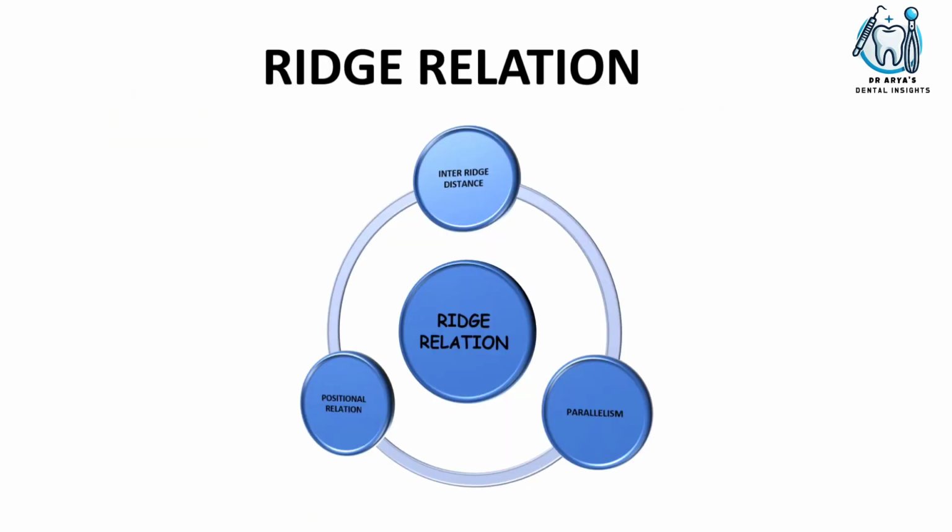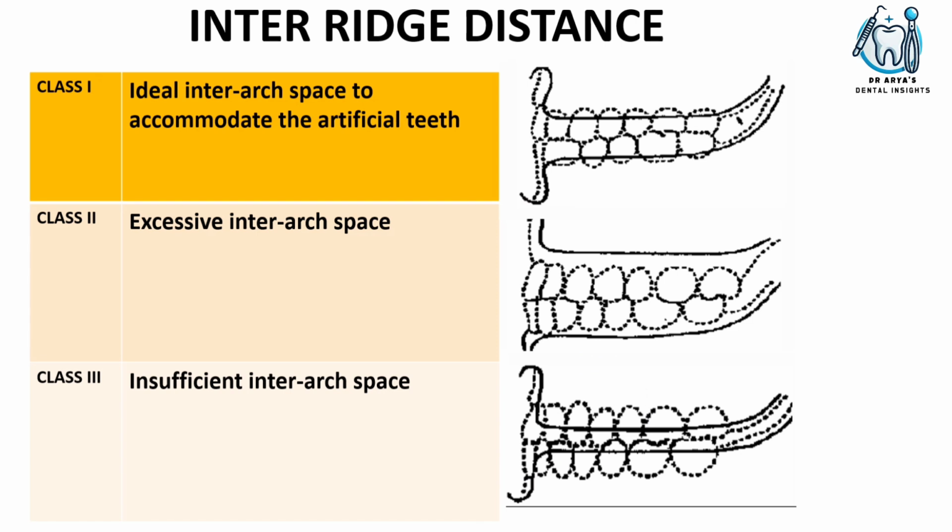Ridge relation. Under ridge relation, inter-ridge distance, parallelism and positional relation. Coming to the inter-ridge distance, class 1 is ideal inter-arch space to accommodate the artificial teeth. Class 2 is excessive inter-arch space and class 3 is insufficient inter-arch space.